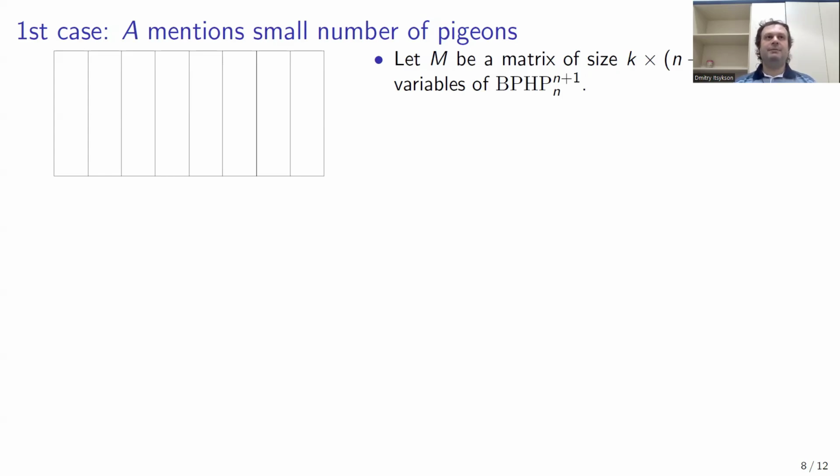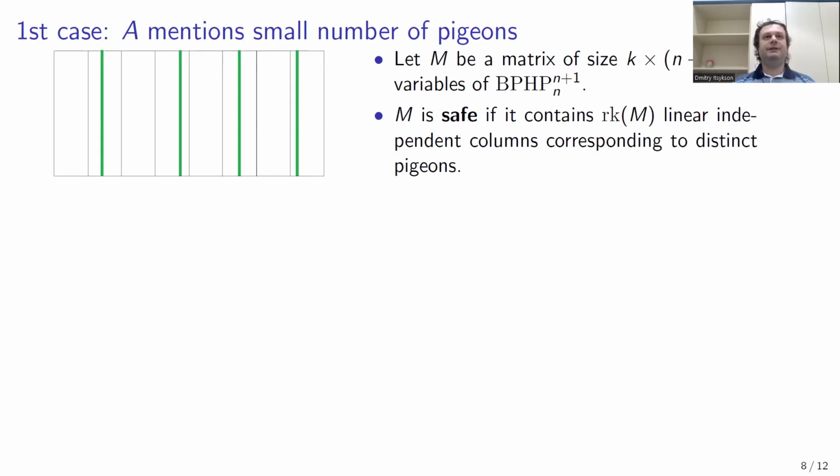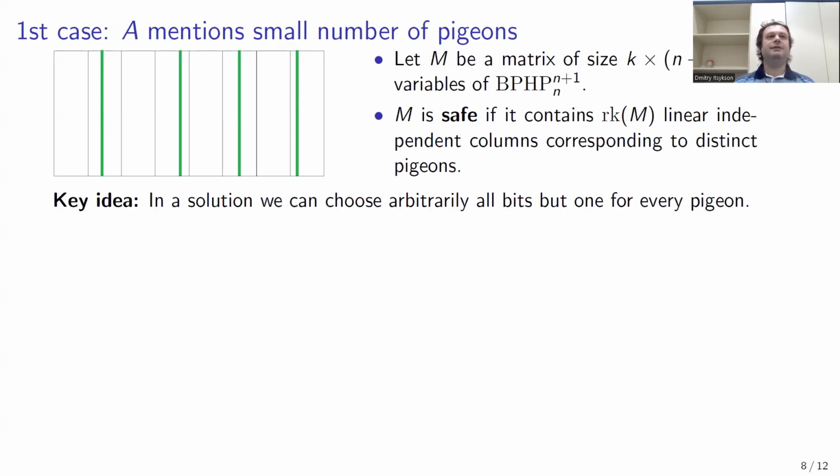We say that the matrix is safe if there is a basis of the set of columns of this matrix such that for each pigeon, the basis contains at most one column. On the picture, the basis columns are green. The key idea is that if we have a satisfiable linear system with a safe matrix, then we can construct its solution as follows. Take arbitrary values for all non-basis variables, and then the values of all basis variables are uniquely determined. So we do not control at most one bit for every pigeon.